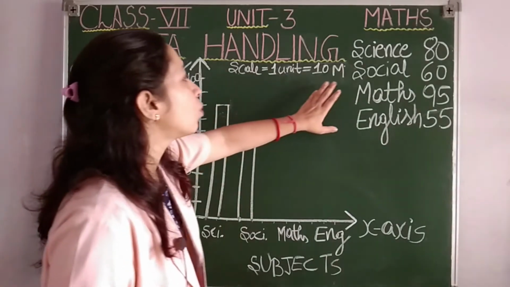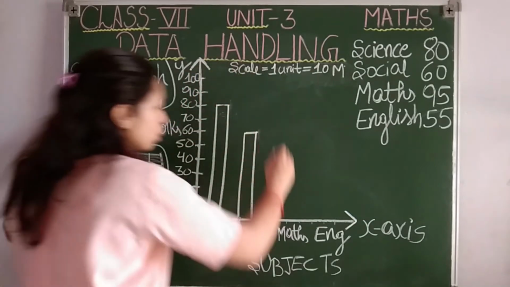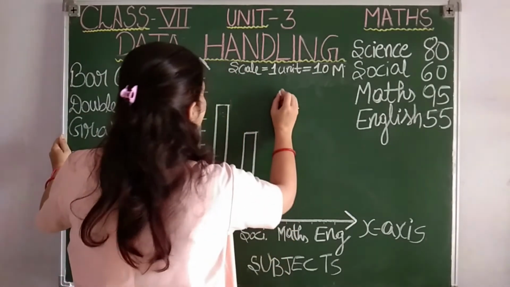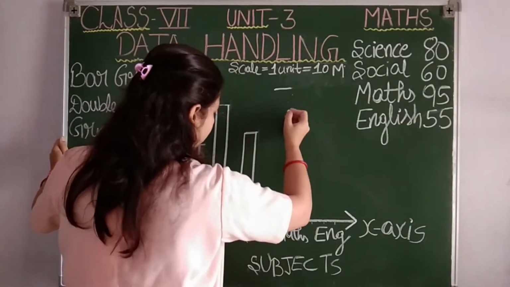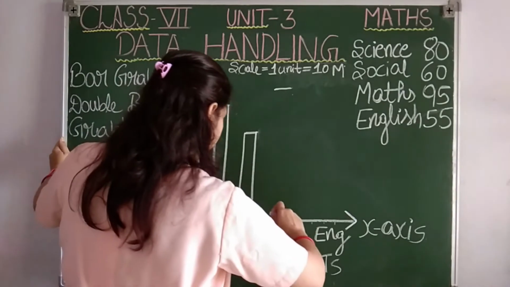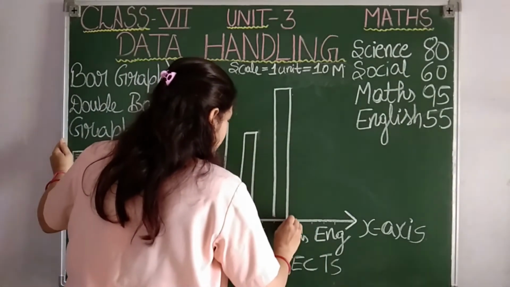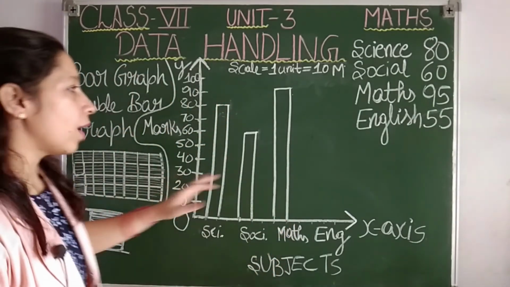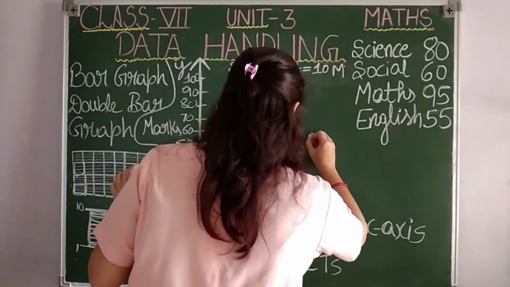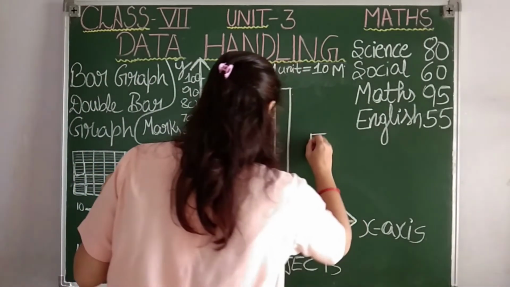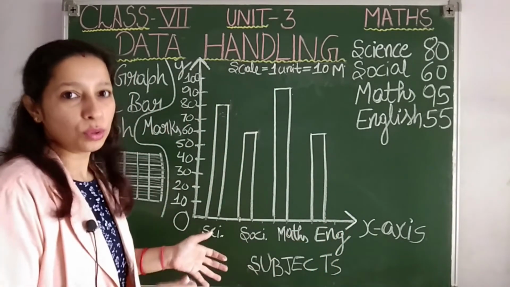So when I have to show 95, I know that 95 will lie between 90 and 100 only. So go to the maths area and between 90 and 100 mark 95. Now again join. Okay students, so this is my maths marks. Now last, English 55. Again go between 50 and 60, mark the marks for English. Again join. I hope this is clear to you students.